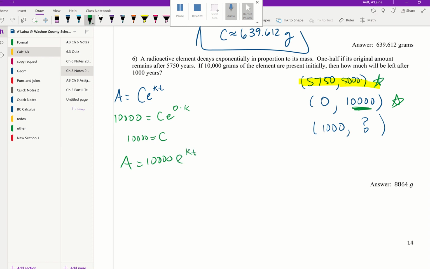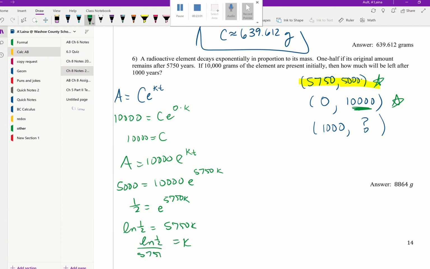And now I'll use this yellow ordered pair. 5,000 grams are left when time is 5,750. So if I divide, we could say half. Oh, look, half-life, half. That's not an accident. Is equal to e to the power of 5,750K. I'll take the natural log of both sides and divide. So K, our constant, is the natural log of 1/2 over 5,750.